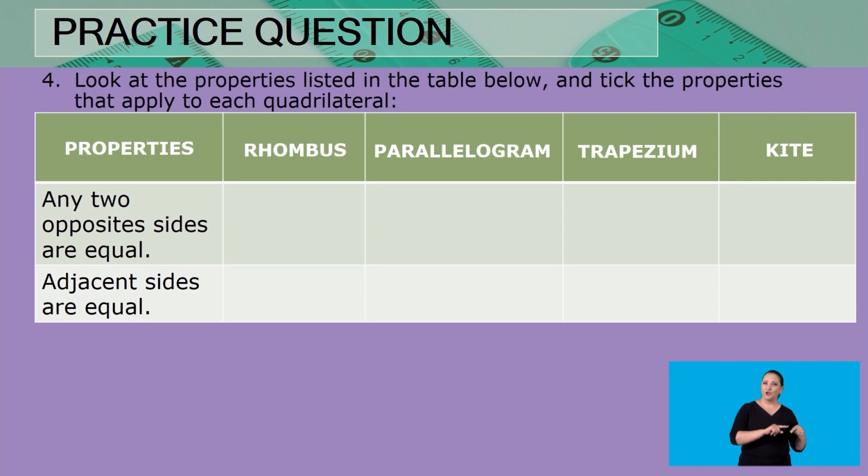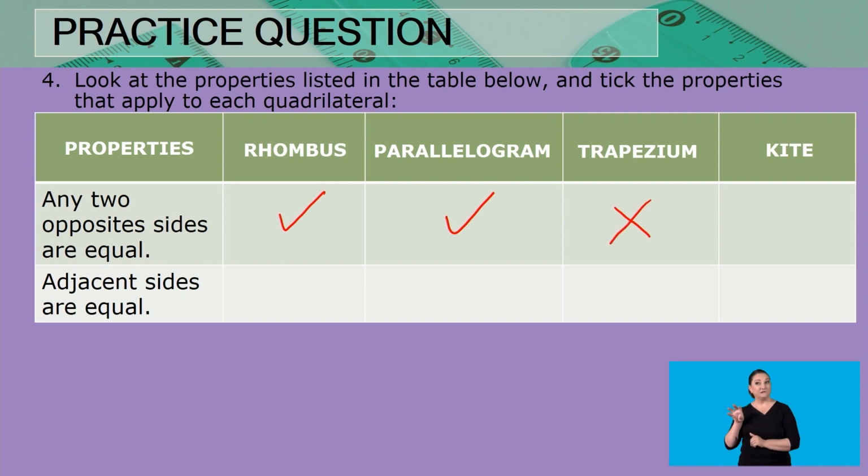Any two opposite sides are equal. So any two opposite sides are equal. Definitely a rhombus has two opposite sides that are equal. A parallelogram has two opposite sides that are equal. What about a trapezium? Does it have any two opposite sides that are equal? The answer there would be no, it does not.